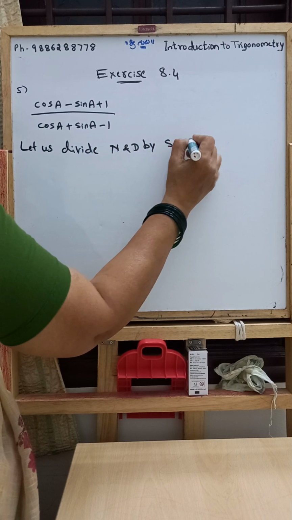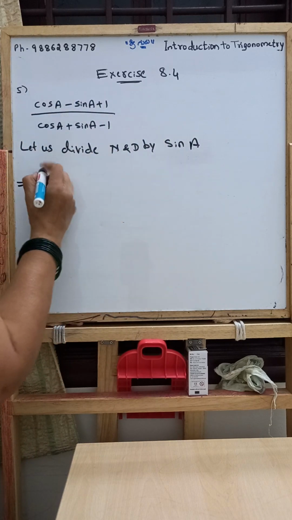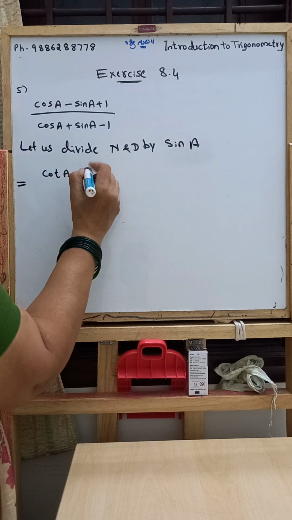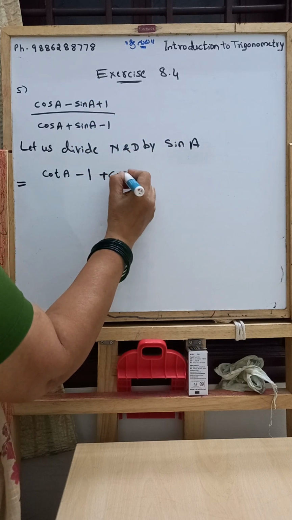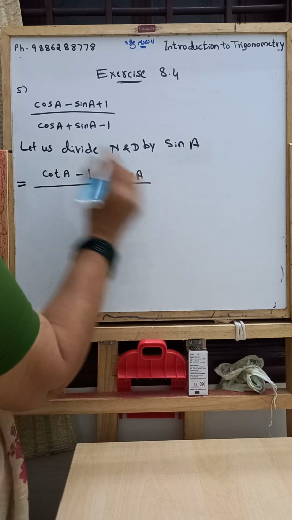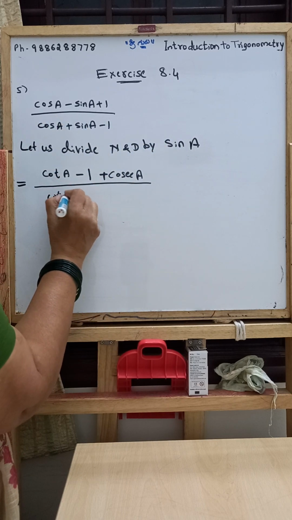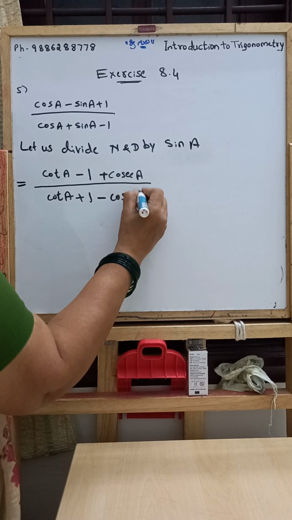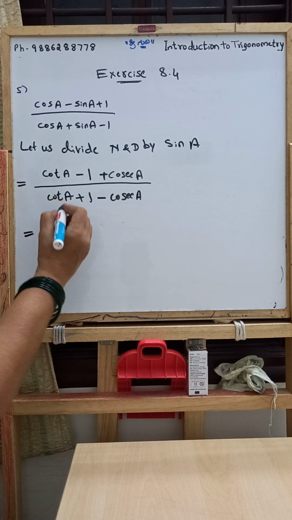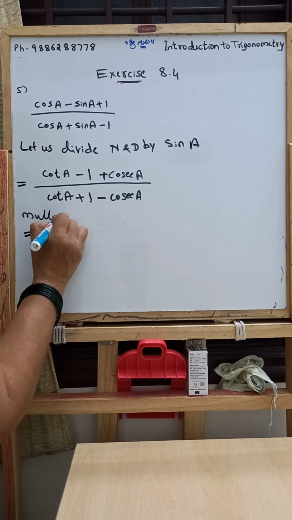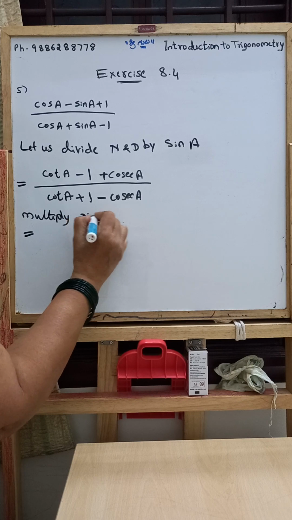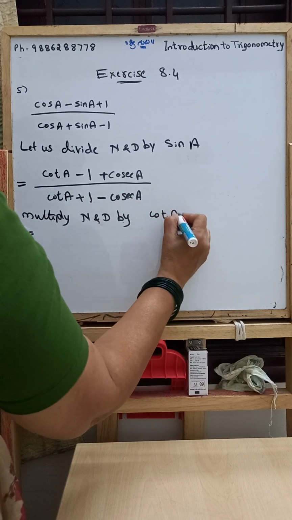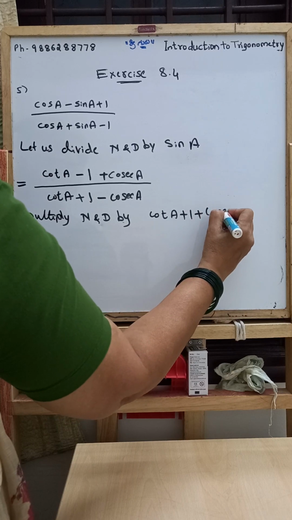by sin A. So, we will get cos A upon sin A is cot A, minus sin A upon sin A is 1, plus 1 upon sin A is cosec A, divided by cos A upon sin A is cot A, plus sin A upon sin A is 1, minus 1 upon sin A is cosec A. Here we multiply the numerator and denominator by cot A plus 1 plus cosec A.